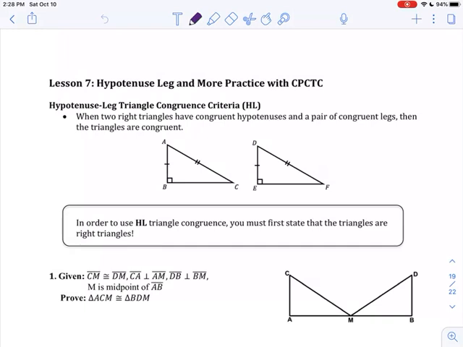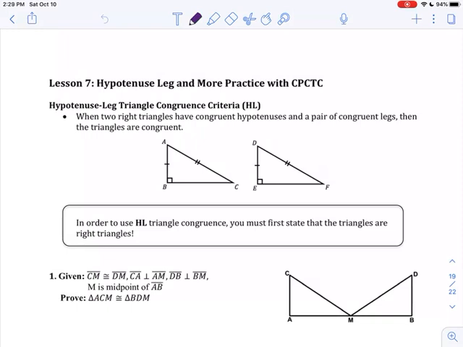Hi GeoR, this is Unit 3, Lesson 7, and we're doing hypotenuse-leg proofs. So I saved the best for last. There's only 8 lessons, so we're almost at the end of proofs. I know you're having so much fun doing them.